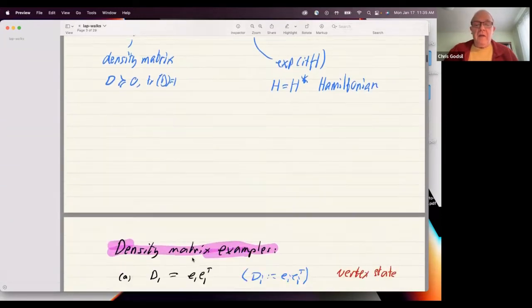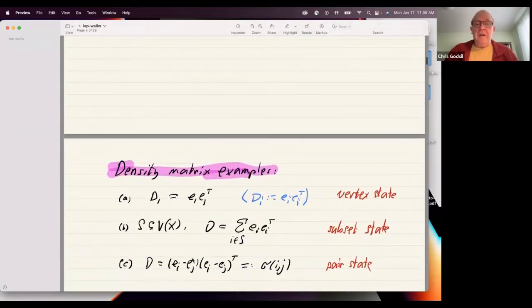Okay, now examples of density matrices. The simplest case is just to take the matrix with a 1 in the ith position and 0 everywhere else. That's positive semi-definite, and its trace is 1. And that's the case if you've seen quantum walks described, that is effectively the case you'd normally be working with. Now, I'm going to refer to these as vertex states because the vertices of the graph are 1 through n, and so each vertex determines a state called a vertex state.